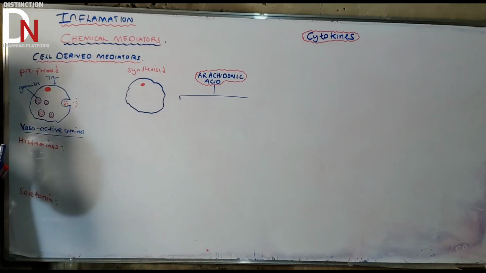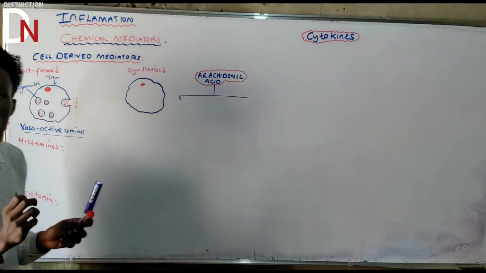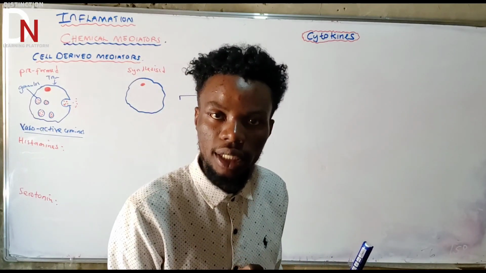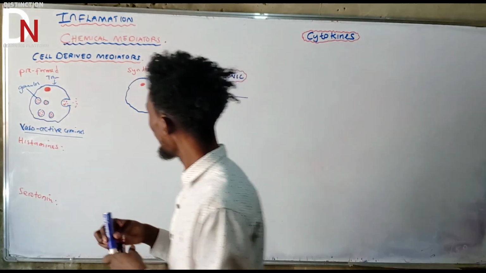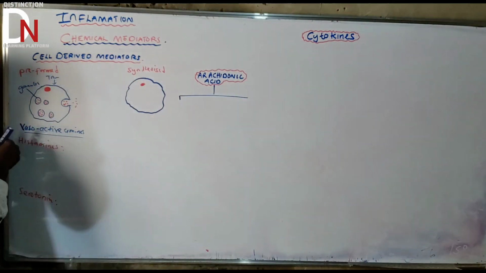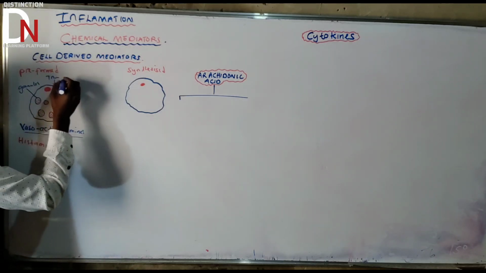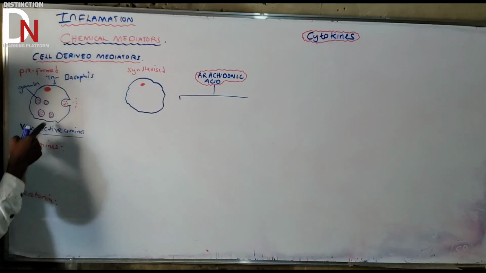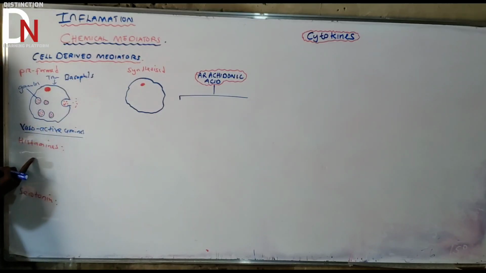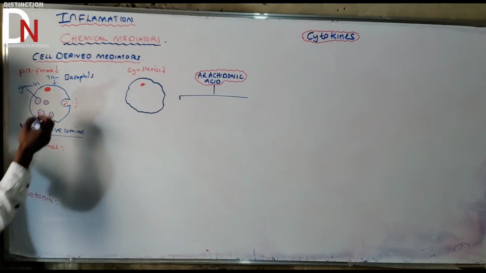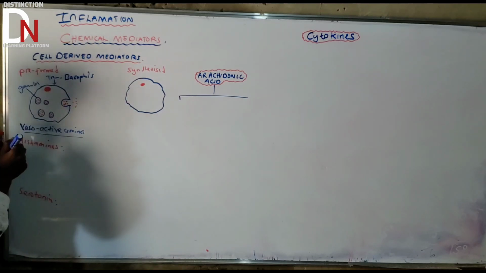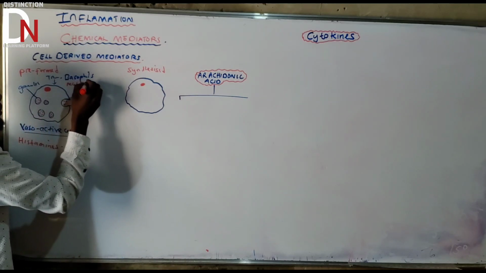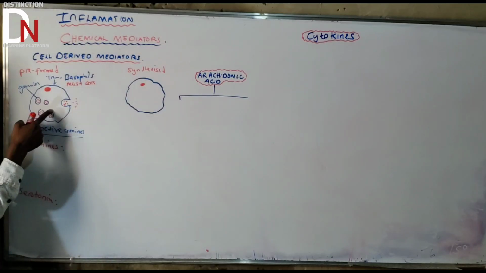The question you can ask is, what is this type of cell that's going to release histamine and serotonin? We can call it a lot of names. We can call them basophils, because in basophils you can find histamine. What else? The major one, let me write it in red, mast cells.